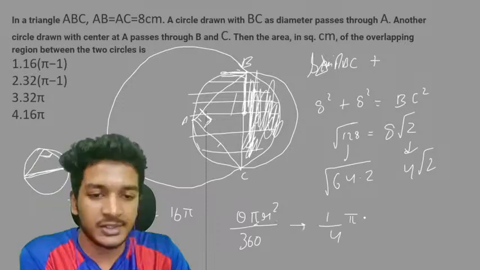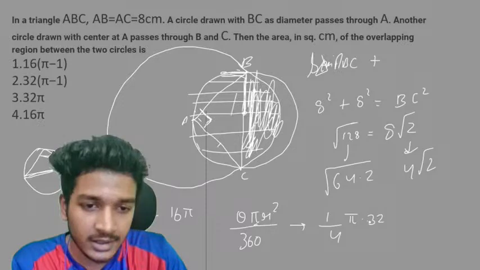Right? And r square will give me, sorry, 16 into 2, that is 32. So I got 8 pi from here. Now, this is the area of this entire sector. Now, what do I have to do?